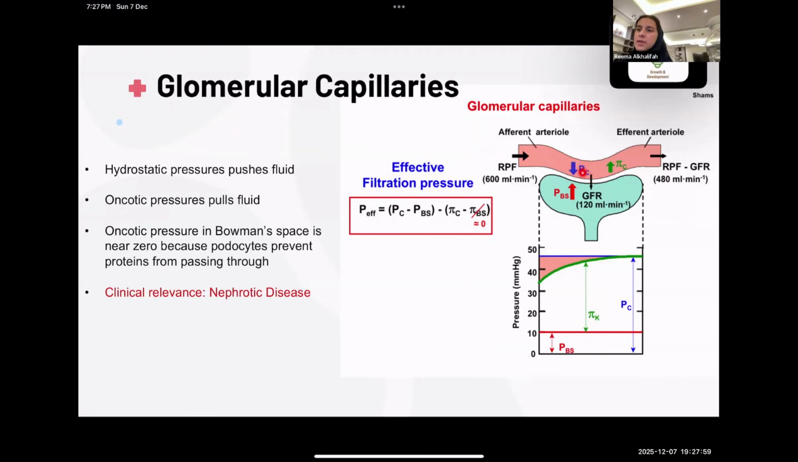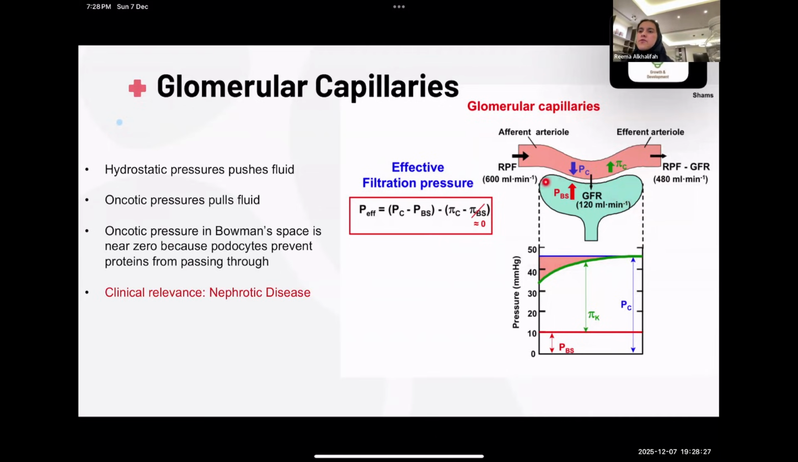And the hydrostatic pressure of the capillary is going to remain constant throughout the capillary, unlike the systemic capillaries. Why is that? Because glomerular capillaries have a higher radius. Now, if they have a higher radius, that means they have less resistance. So the resistance is very, very low. And because of that, the hydrostatic pressure is not affected, so it stays constant and high throughout the capillary.